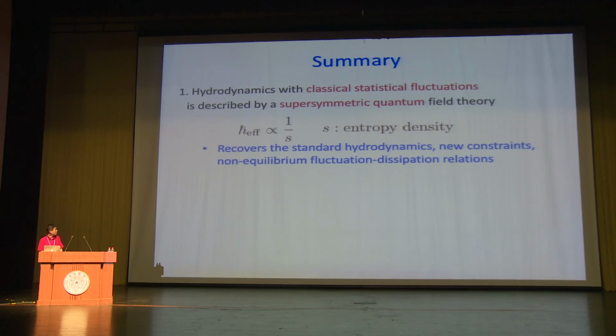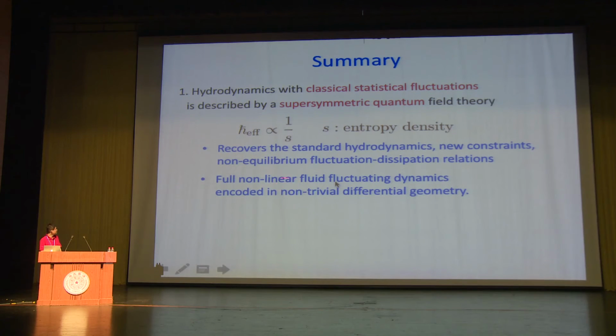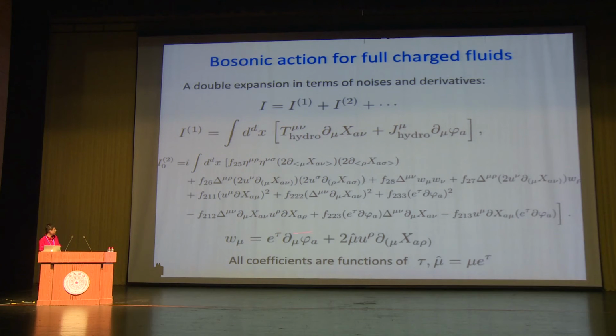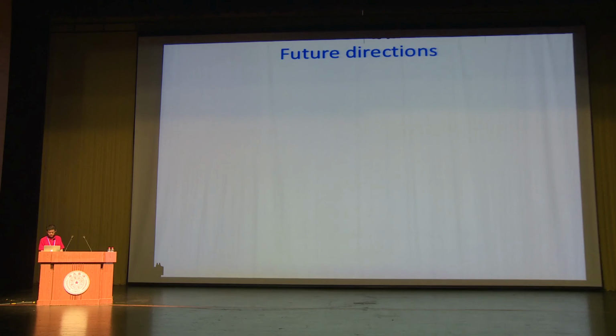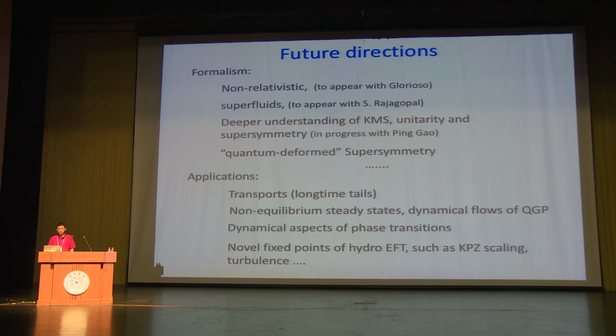Let me just summarize. The slogan is that hydrodynamics with classical statistical fluctuations is actually described by a supersymmetric quantum field theory, with an effective h bar given by the standard entropy density. This recovers the standard hydrodynamics, and gives rise to new constraints and new fluctuation dissipation relations, etc. But this also gives you a full nonlinear fluctuation dynamics. Just to show you, this is a bosonic action for a fully charged fluid, say, to first order in derivatives. And hopefully we can use this theory, say, to apply to the airflow in this room. Maybe we can learn some new physics from it. There are many future directions, and I will stop here. Thank you.